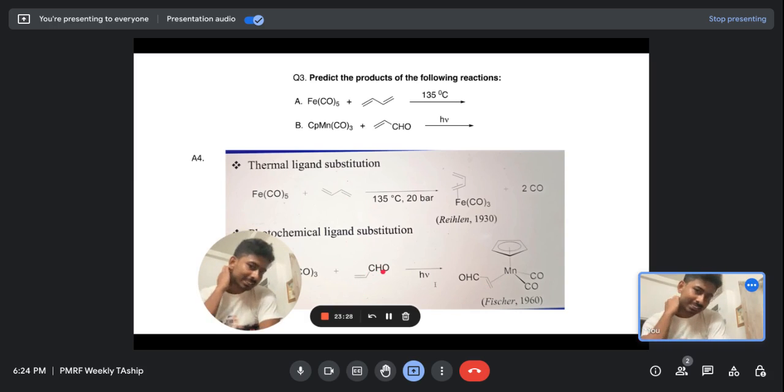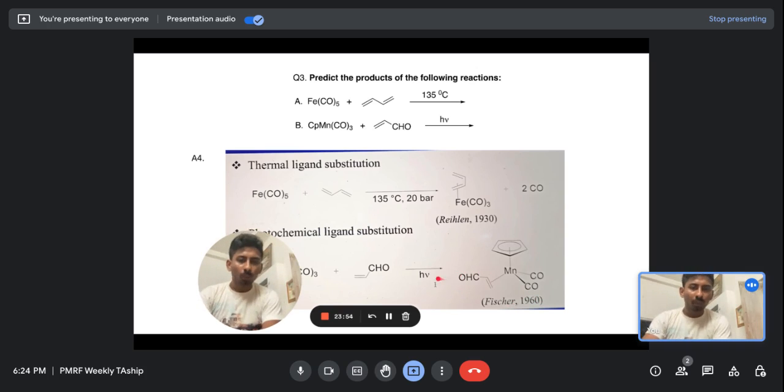You can see that this CHO is a very good pi acceptor moiety, and it is attached since Cp minus is a very strong sigma donor. So the extra electron density on the manganese center can be stabilized by the pi acidic property of these COs, and also by the pi acidic property of the connected CHO, the aldehydic moiety. It was first prepared by Fischer in 1960.